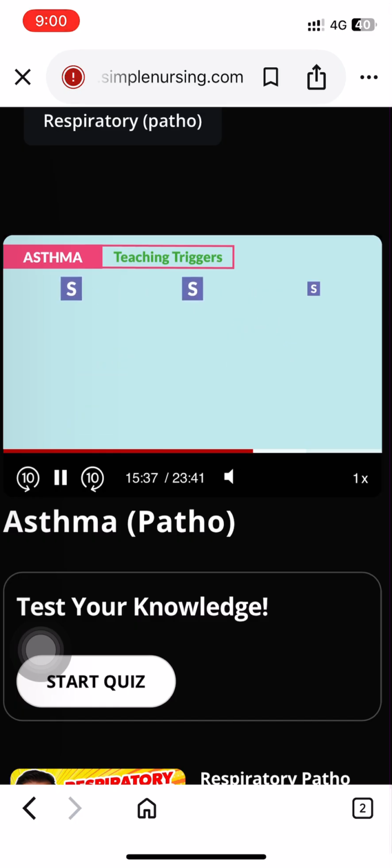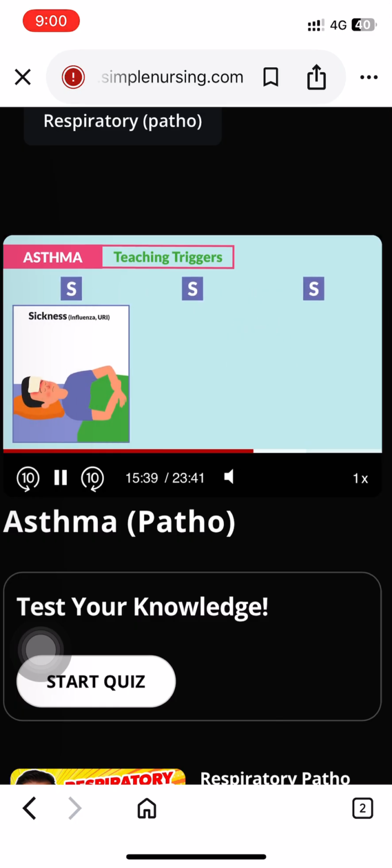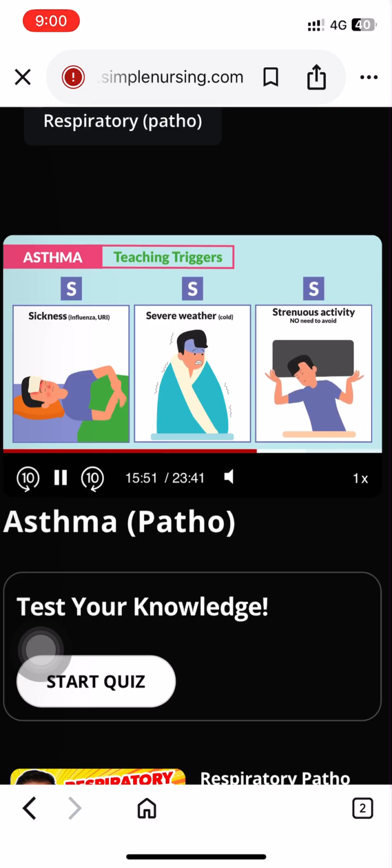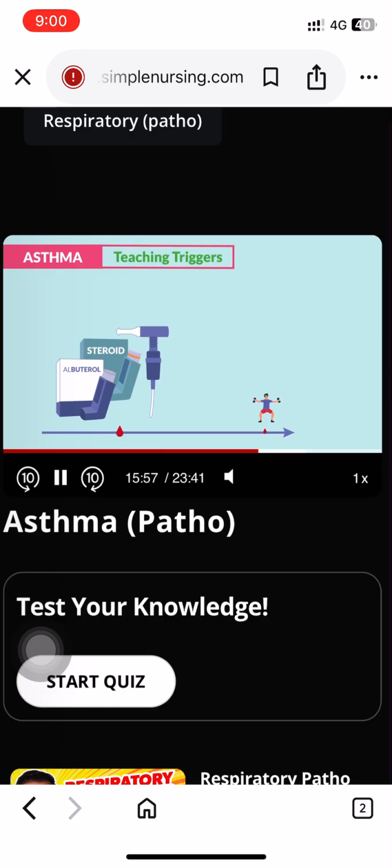And the last 3 S's here. S for sickness, like influenza or even a URI, that upper respiratory tract infection. S for severe weather, especially in the cold. And the last one's a little bit tricky here. S for strenuous activity. There's no need to avoid exercise. So just take the meds before exercise, and this is a tricky one again.